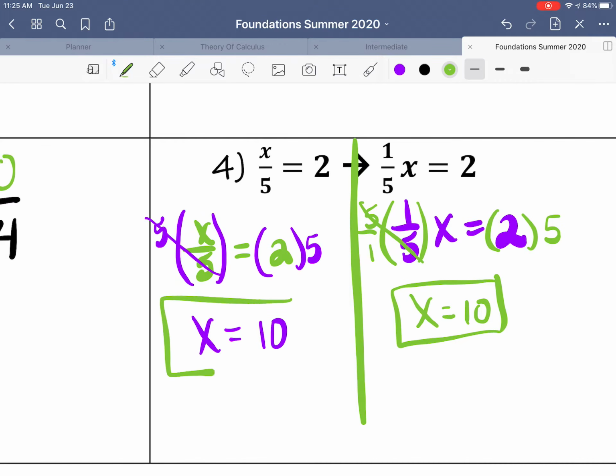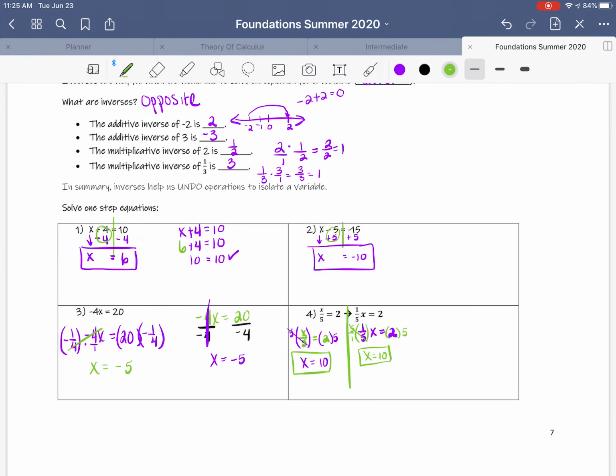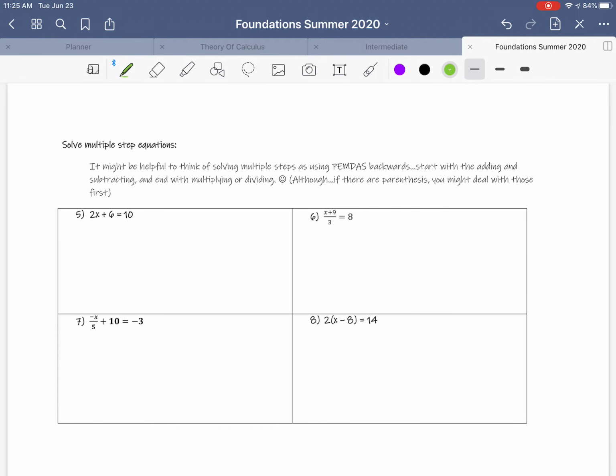So we still get 10. Really doesn't matter. They're both the same. Either one is fine. I am probably more inclined to write it this way because that's how I was taught, and I think it's a little bit cleaner. But this is also correct. They're the same thing. So that's one step, solving.